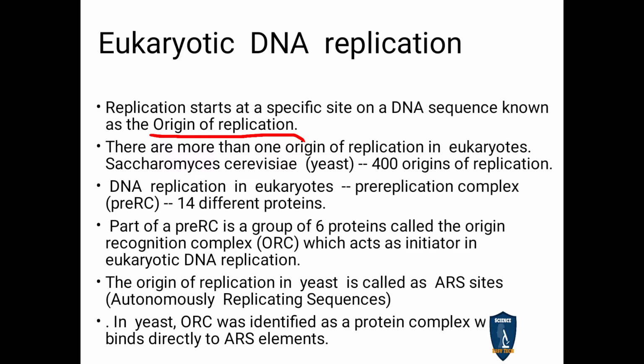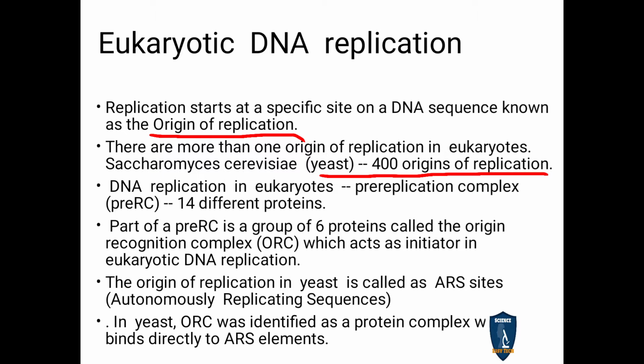And more than one origin of replication is there in eukaryotes. Eukaryotes means true nucleus, so it has so many chromosomes. On each and every chromosome there are so many origins of replication. For example, in yeast you have 400 origins of replication. They may ask this for 1 mark. Yeast, Saccharomyces cerevisiae, has 400 origins of replication.